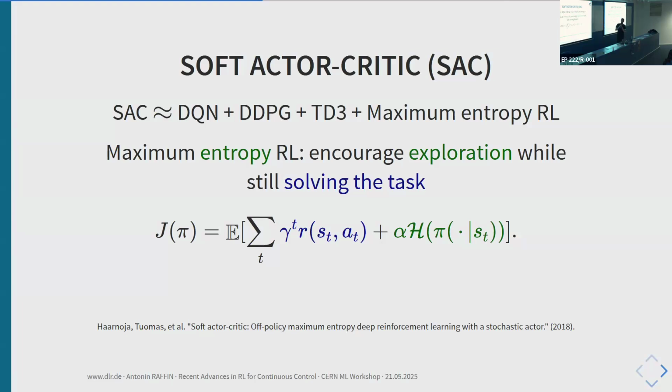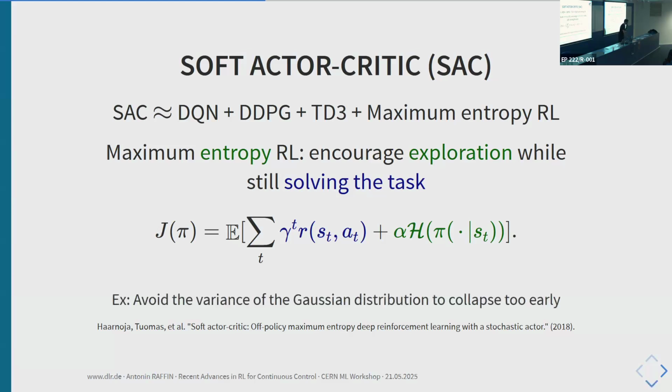And this is the main idea behind SAC. It's combining everything and also having the trade-off between exploration and exploitation directly in the objective. As an example of what it means to have an entropy bonus, if you are in continuous action, you tend to parameterize your policy using the Gaussian distribution. Having this entropy bonus will prevent your Gaussian distribution, at least the variance of it, from collapsing too early.